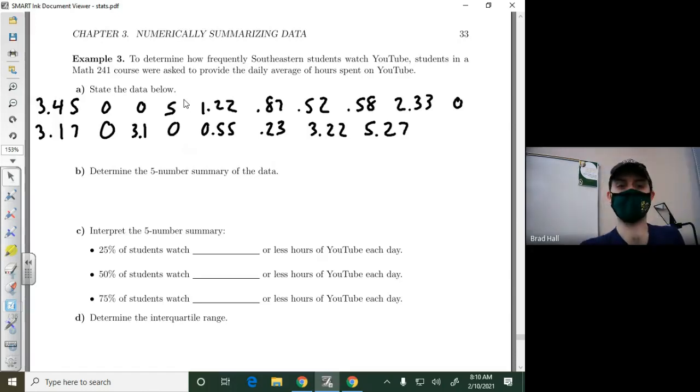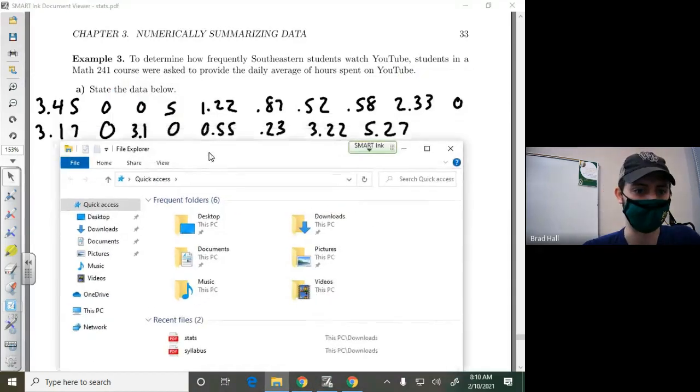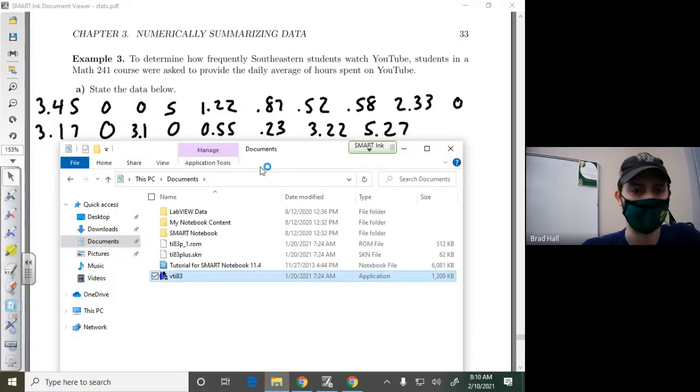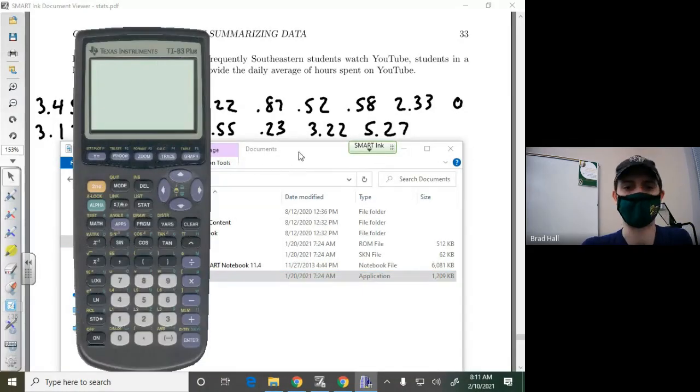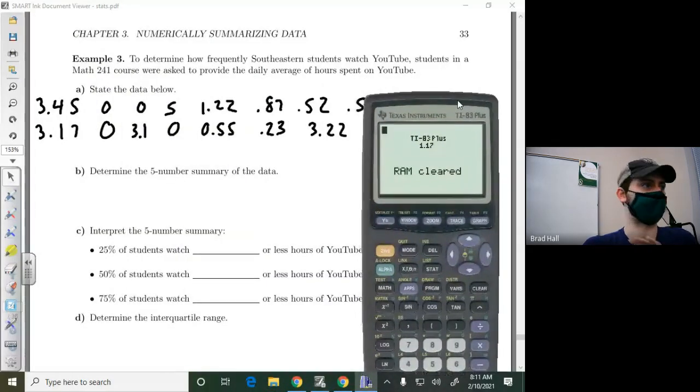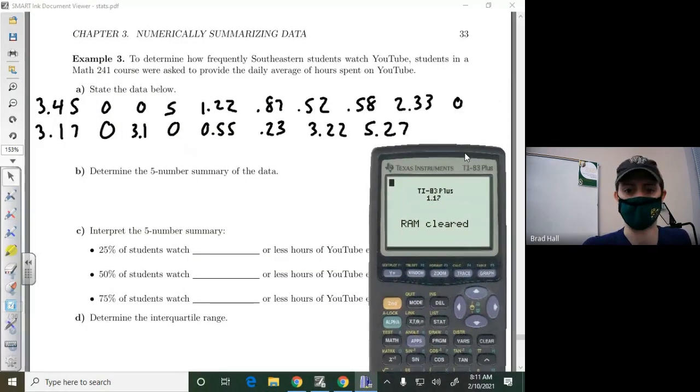But in any case, here's some data we have to work with. Curious how these zeros are going to play into all of this. But what we're going to do, so we haven't done this yet, is determine the 5-number summary. So we're going to pull out the calculator. Whichever calculator you have, it's going to be the same for each calculator. Then we're going to do the exact same steps as if we were finding the mean and the standard deviation. It's the same exact steps, verbatim.